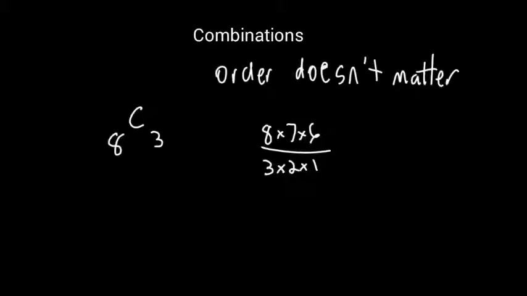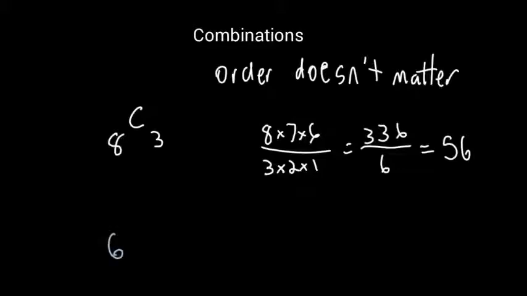So 8 times 7 is 56, and then 56 times 6 is 336, and then 3 times 2 is 6, 6 times 1 is 6. So now you got to do 336 divided by 6, which when you divide that out, 6 goes into 33 5 times with 3 left over, so 6 goes into 36 6 times, so 56. So 8 combinations of 3 would be 56.